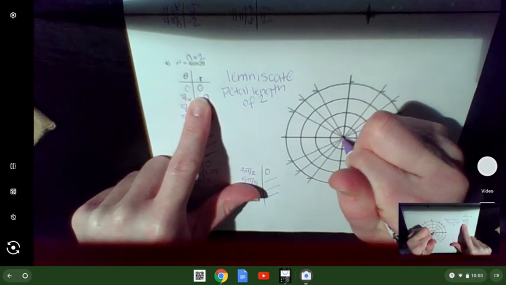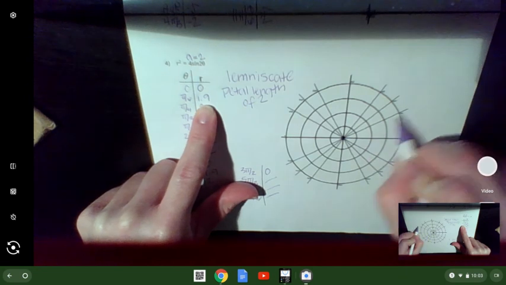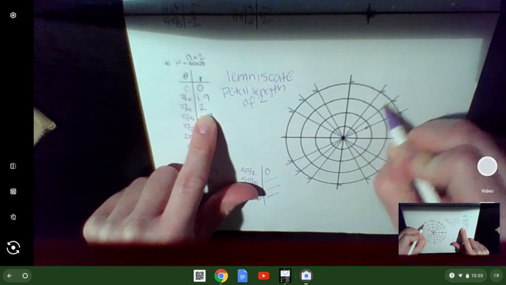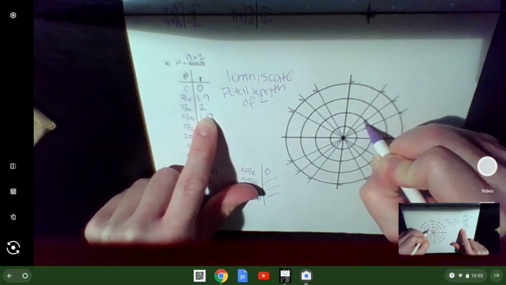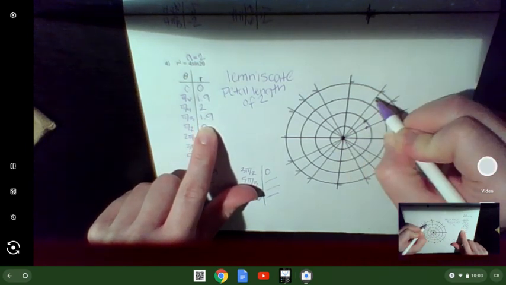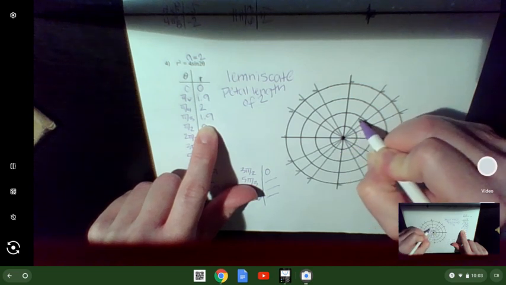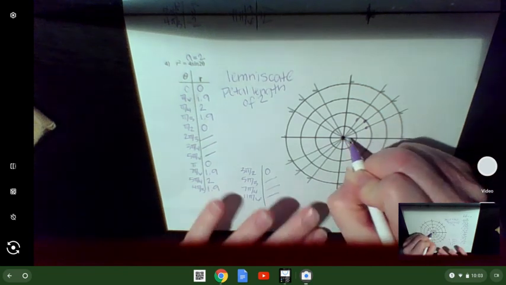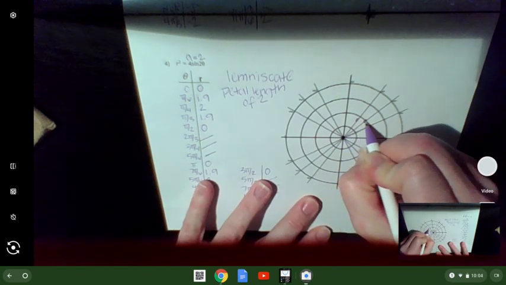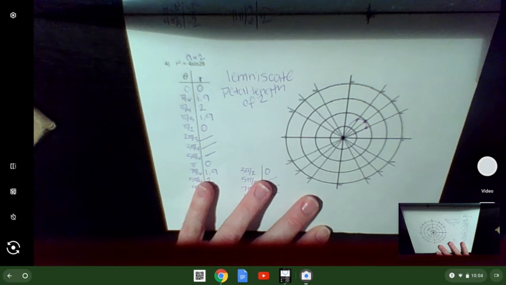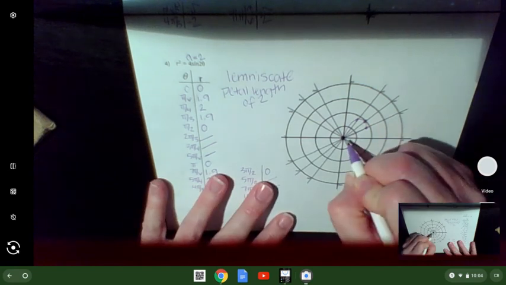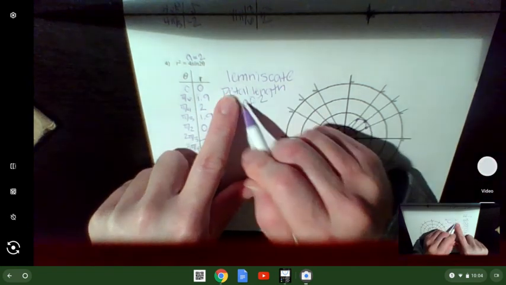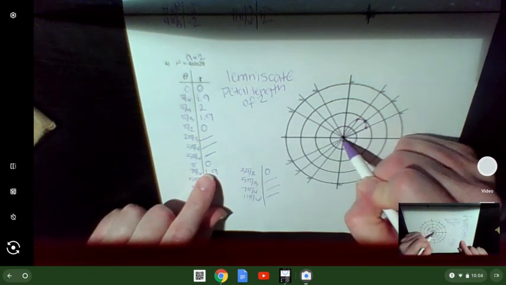R value of 0, always at the pole. Pi over 6, we are at 1.9. Pi over 4, we are at 2. Pi over 3, we are at 1.9 again. Pi over 2, we are at 0. Now, again, you can play connect the dots in the order in which you plotted them. We're not done yet, but if you want to go that route as you plot, you can totally do that. But also knowing what to expect at the end helps play connect the dots tremendously.